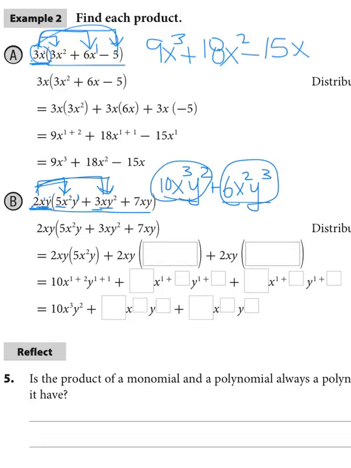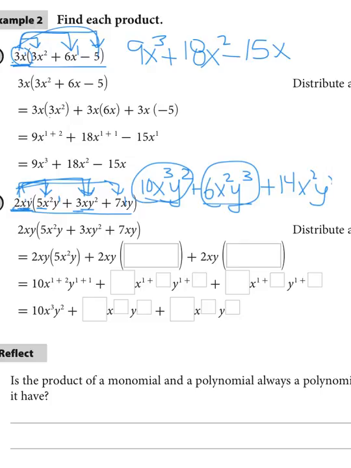And now the last term here that I need to distribute across, plus 2 times 7 is 14. x to the first times x to the first is x squared. And y to the first times y to the first, we're going to add those exponents and get y squared. I've got to slide over a little bit more to see that squared there. y squared. And that's our answer.